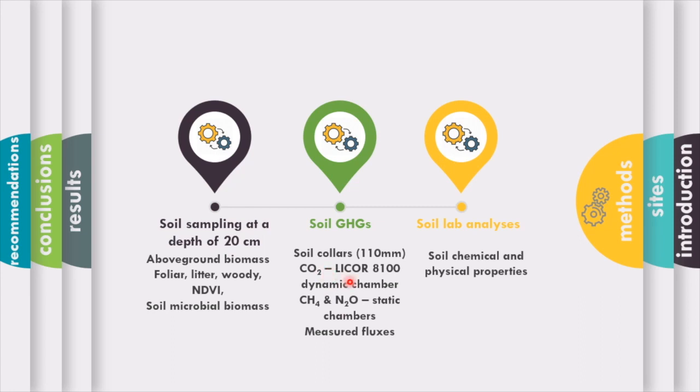and then used an infrared gas analyzer, which was fitted with a dynamic chamber, to measure carbon dioxide fluxes. Whereas for CH4 and N2O, we used static chambers, which were inserted, and then an air sample would be taken, which was later analyzed via gas chromatography to determine the concentrations of these two gases. We also conducted soil chemical and physical property analysis, for example, for elements, pH, and soil texture.